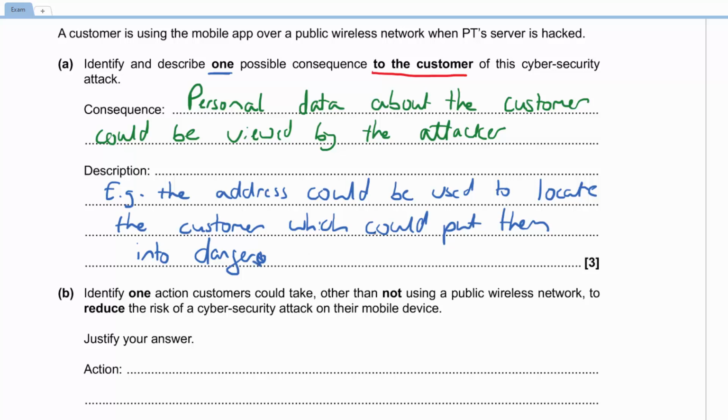We could also say things like they could steal it to get or to commit identity theft. We could also say they could steal bank details, which would lead to loss financially for the person. As long as you are describing it and giving an example is a good way to get another mark. As long as you are describing it fully, you would get those 3 marks.